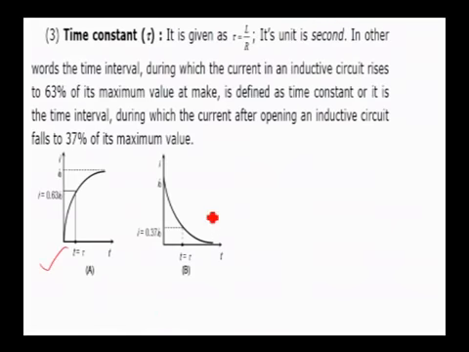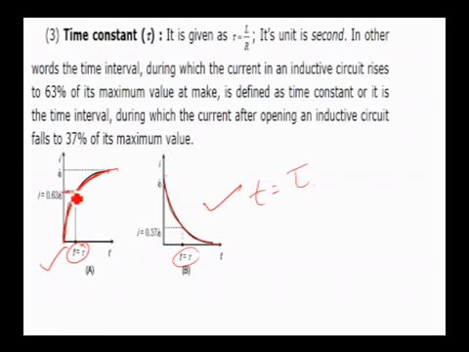These are the two graphs as I explained in the previous case. Look at the exponential increase of current when the key is closed. Look at the exponential decrease of current when the key is open. And we have defined one more term which is called a time constant, indicated by the symbol tau. What is this time constant? As the key is closed, current starts increasing at an exponential rate.